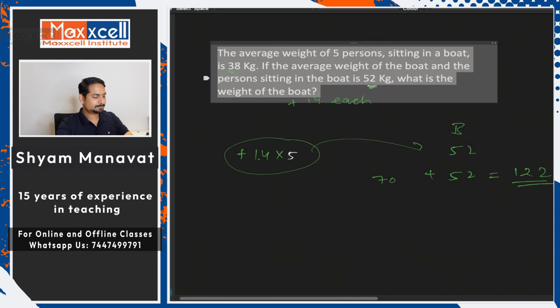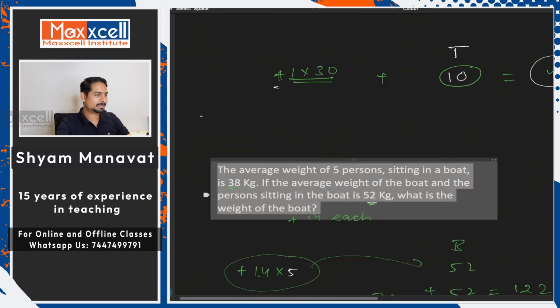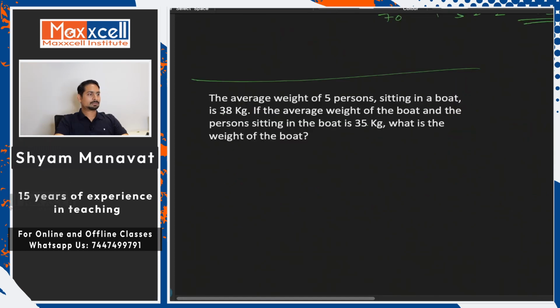Let's say, okay, the boat weight will definitely be more than that. But let's say, see this question. This time I have taken the case when the average reduces. So how will you handle this question? When you see the same question, the persons sitting including the boat, that is 35. So the average decreased. So now the boat has 35, correct?